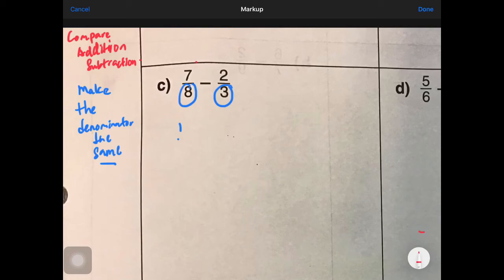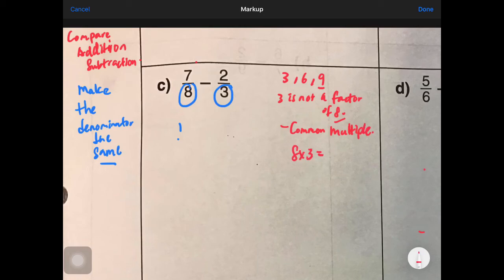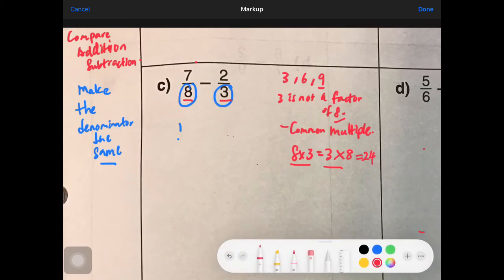So now, is 3 a factor of 8? 3 is not a factor of 8. It is 3, 6, 9. So 3 is not a factor of 8. Then what do you do? You need to find a common multiple, as in 8 times 3 equals 3 times 8. I just take the two denominators and multiply them. 8 times 3 equals 3 times 8 equals 24. So this is what I do.